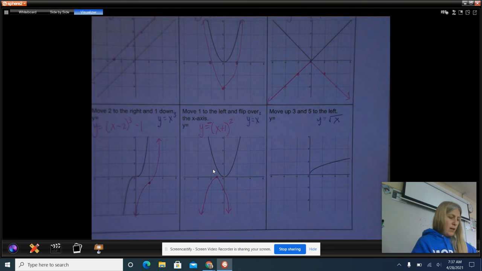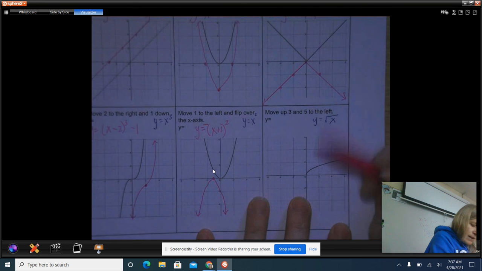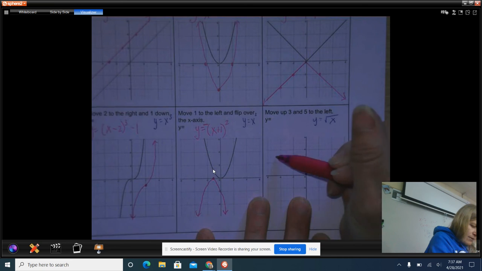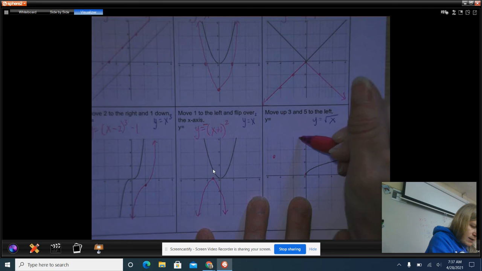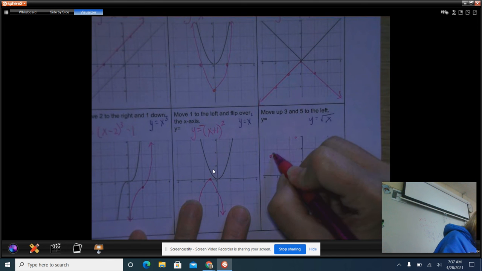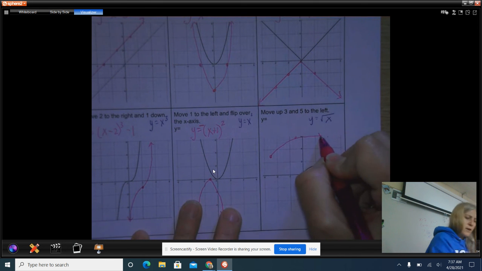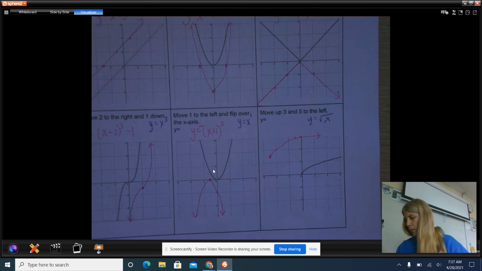Okay, we're going to move up 3 and 5 to the left. So this point is going to go up 3 and 5 to the left. This point is going to go up 3 and 5 to the left. Okay, and then we can make that smooth curve. And the thing about square root functions is it does have a starting point.